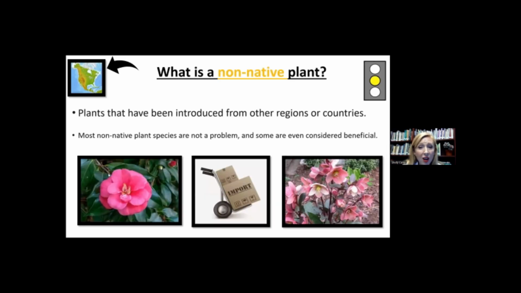And now for non-native plants. These are the plants that have been introduced from other regions or countries. Whether brought here purposely or not, they were brought by humans on boats, clinging to animal fur, in shipping containers, and other ways. Most non-native plants aren't a problem, and some are even considered beneficial. But if we're planting something, why not choose something that's best for our ecological zone and is native? Some food for thought as we dig in here further.